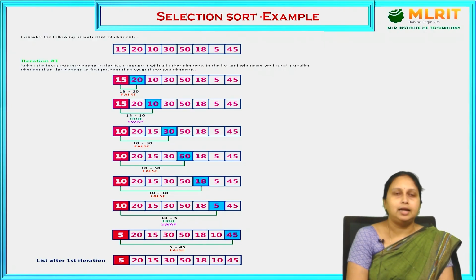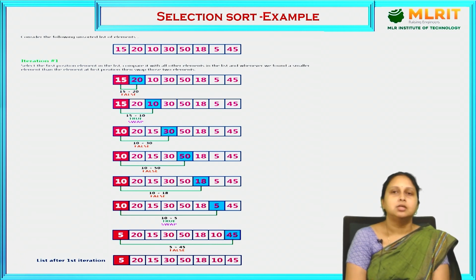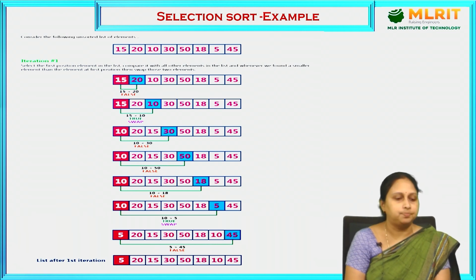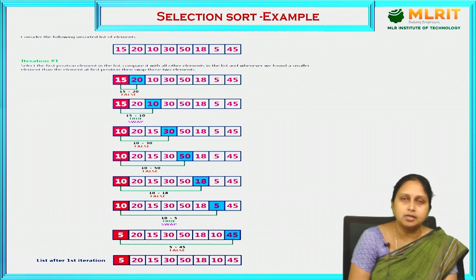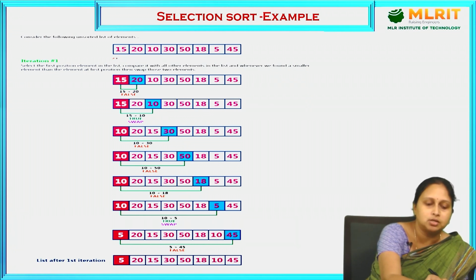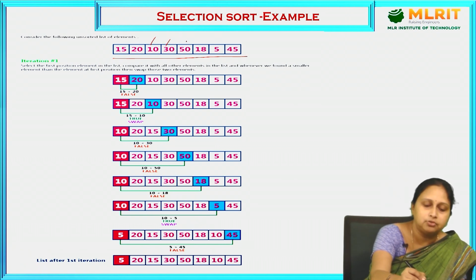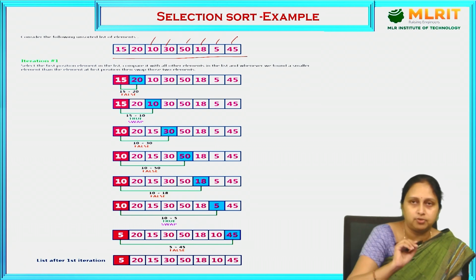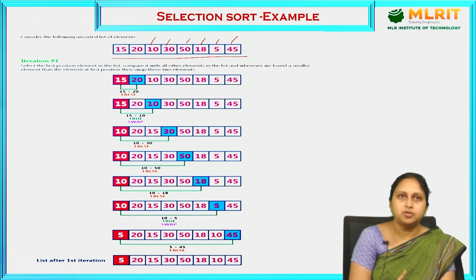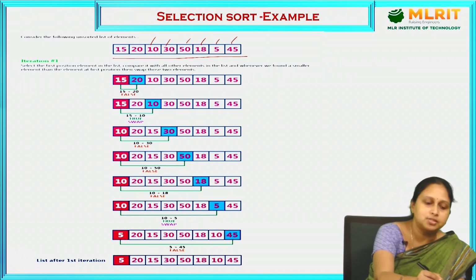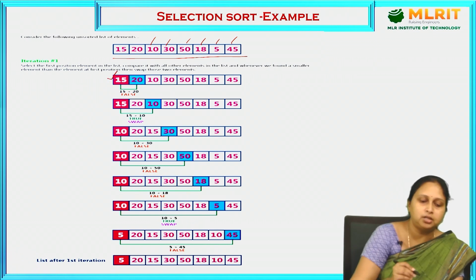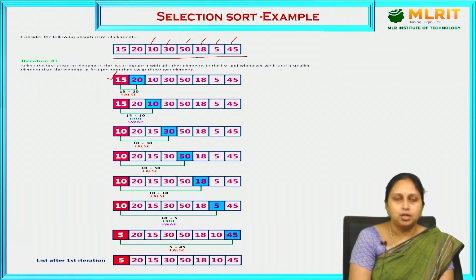Yes. Let us take one example and see how this selection sort is going to work. Consider the following unsorted list. These are the elements that we are going to take: 15, 20, 10, 30, 50, 18, 5 and 45. In the first iteration, take the first element, 15. You know that the index of that one is 0.